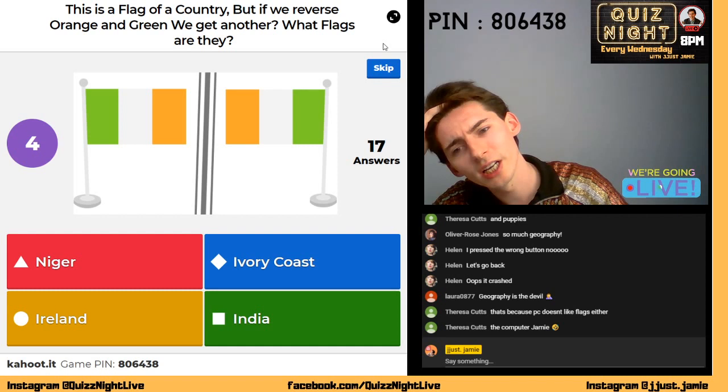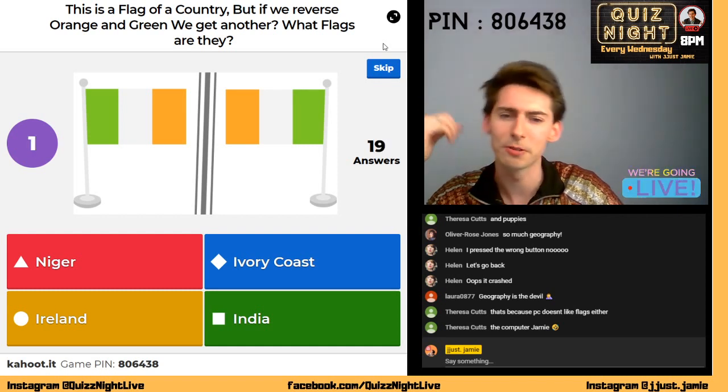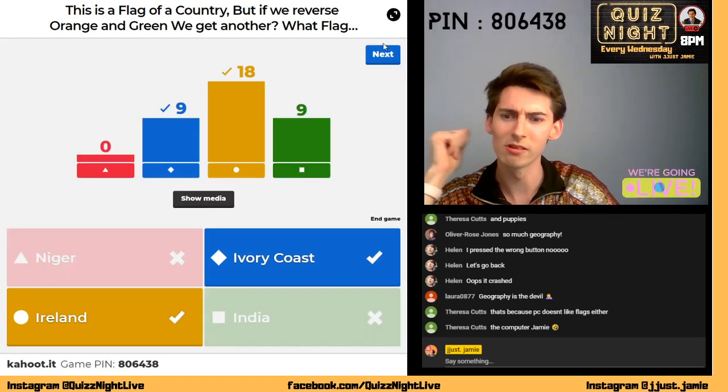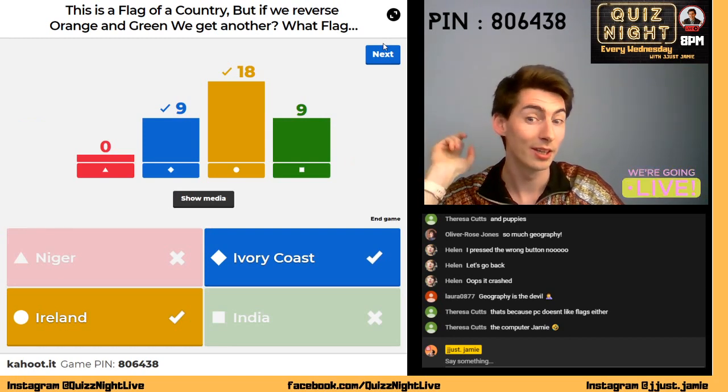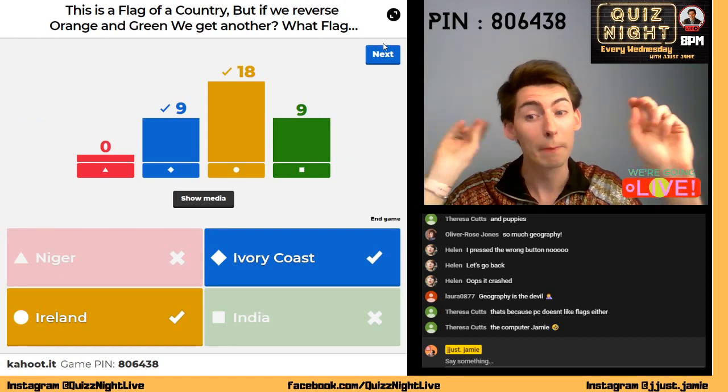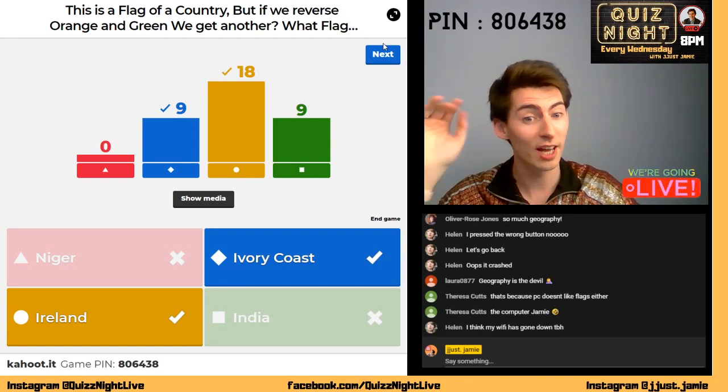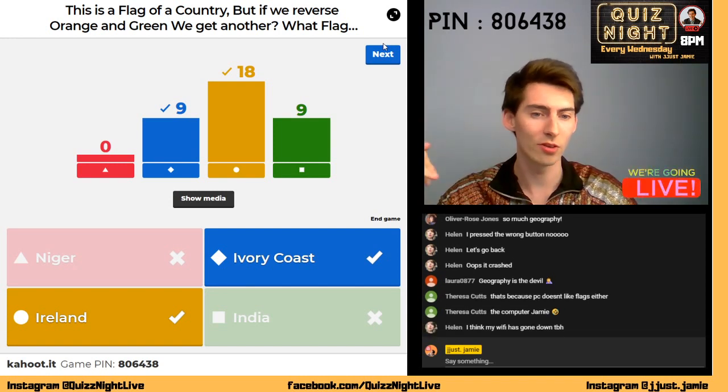What have we got here? Niger, India, Ivory Coast, Ireland. What do we think? Do we know both? Do we know both? Yes, it was Ireland and the Ivory Coast. Both Niger and India have the same colours in their flags, but they are both horizontal.